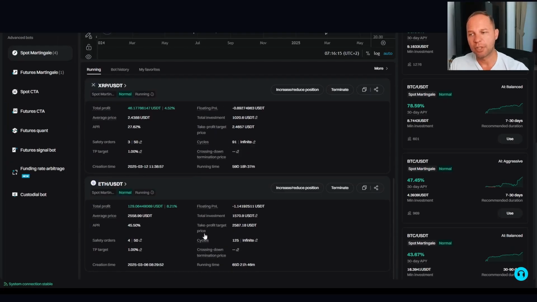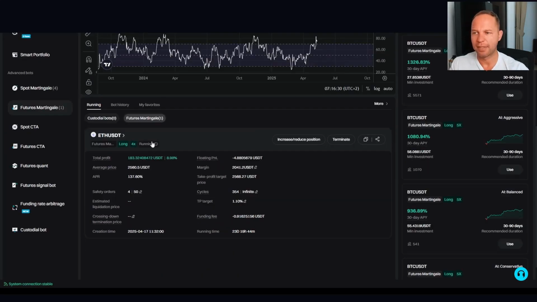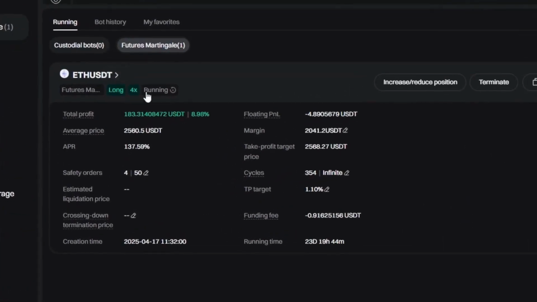The good thing is what you see here is all in the spot market. That means you can't get liquidated. But I also have an Ethereum futures spot with a 4x leverage, so still a very, very low leverage. And here too you can see that I've made 9% in just over 20 days. That's now almost $200 with an investment of 2,500 US dollars. So it's really awesome how these work.